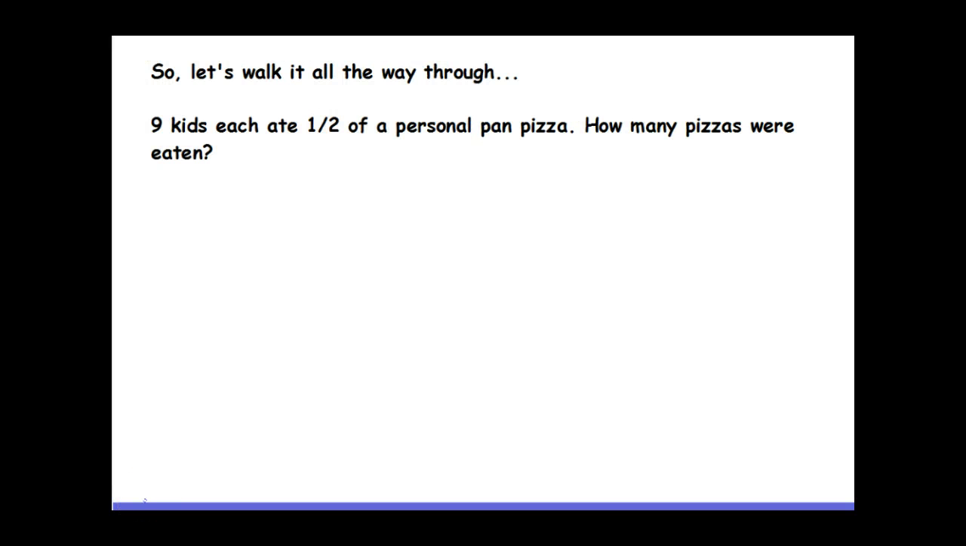So what if we were working with a word problem? Let's walk it all the way through. We've got 9 kids and they each ate 1/2 of a personal pan pizza. How many pizzas did they eat altogether? Well, let's find out how many halves they ate altogether. There are 9 kids. I'm going to put that over 1 to show it's a whole number. And they each ate 1/2. That's a lot of wasted pizza. I hope they took it home.